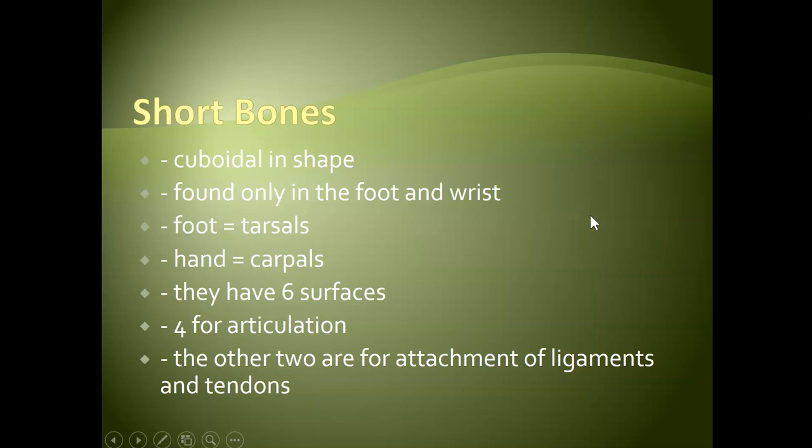The next, we go from long bones to short bones. Short bones generally tend to be cuboidal in shape, meaning they're shaped like a dice that you would roll in a game. They're only found in the foot and wrist. They tend to be a transition between the long bones of either the lower leg and the lower arm, and the bones of the hands or the feet. In the foot, they are known as tarsals, and in the hand, they are known as carpals. And because they look like a dice that you would use in a game, they have 6 surfaces. 4 of those surfaces are used for articulation with other bones, and 2 of them are for surface area for the attachment of muscles and/or ligaments.